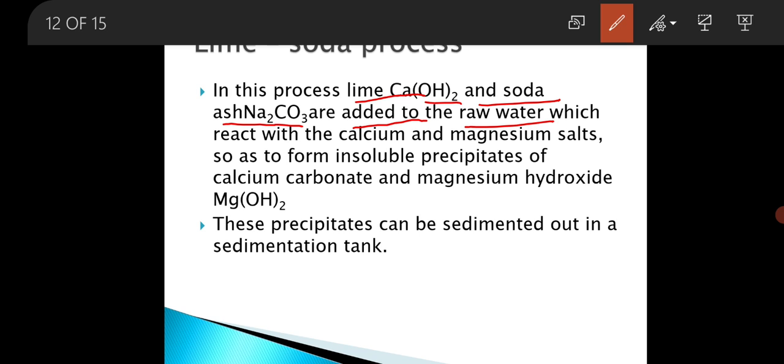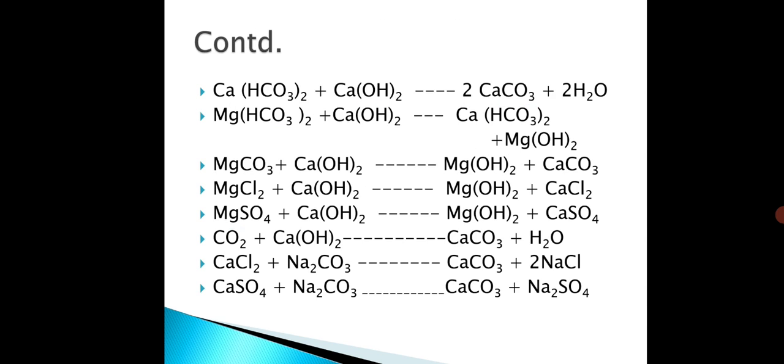Then it will react with the calcium and magnesium salts so as to form calcium carbonate and magnesium hydroxide. So these precipitates can be sedimented out in a sedimentation tank, and these can be removed. So the chemical reactions are as follows.